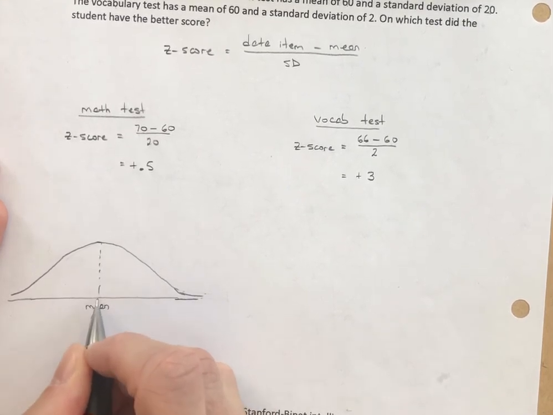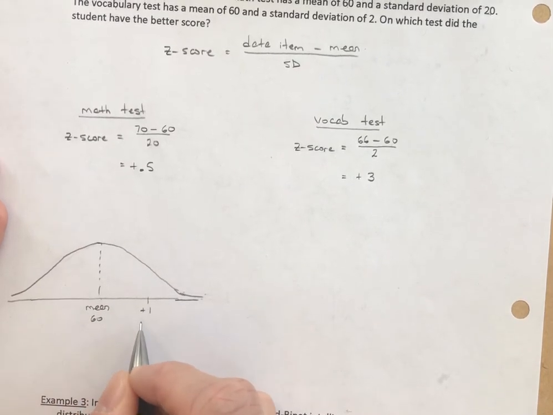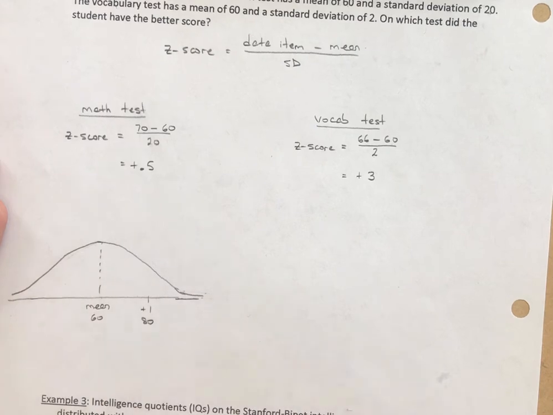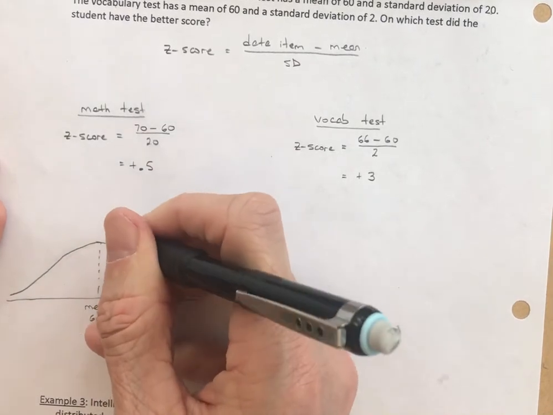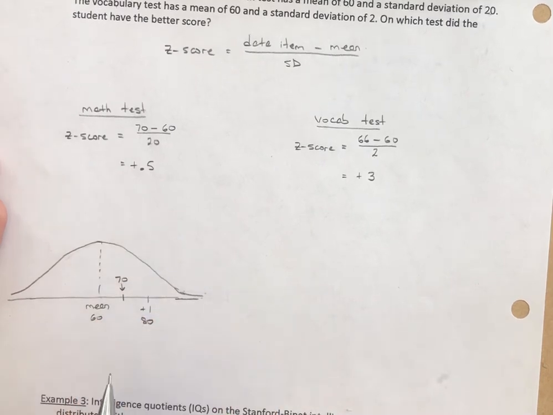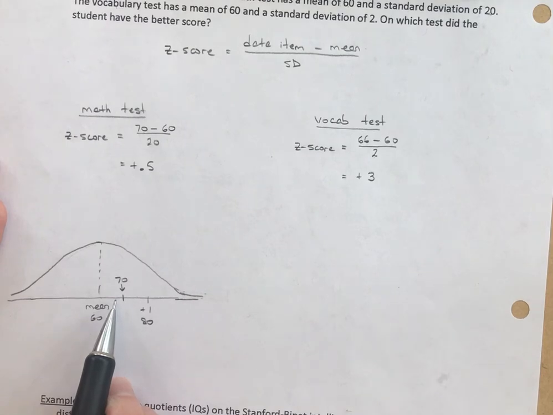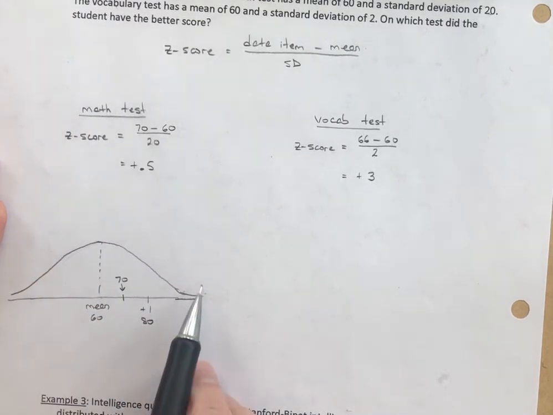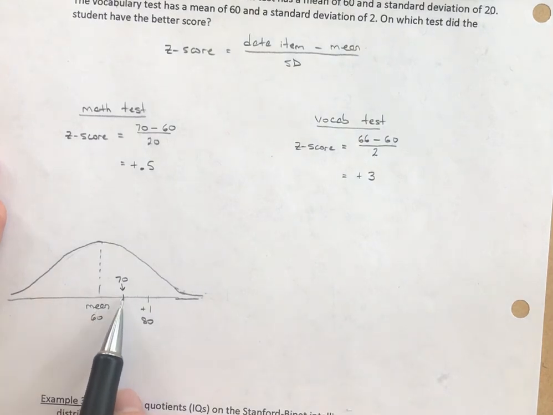And now of course, if we're going to go up 20, maybe 1 standard deviation is up here, and that's your 80 score. 1 standard deviation is 20 above. This student scored a 70. Well, that's right here. So here's the score of a 70 right there. 0.5 standard deviations above. So relative to the class, the student was above the mean, but not by too much.